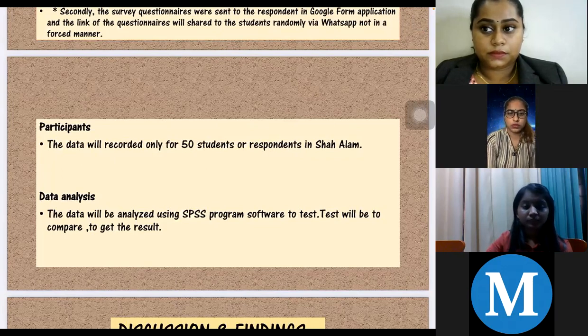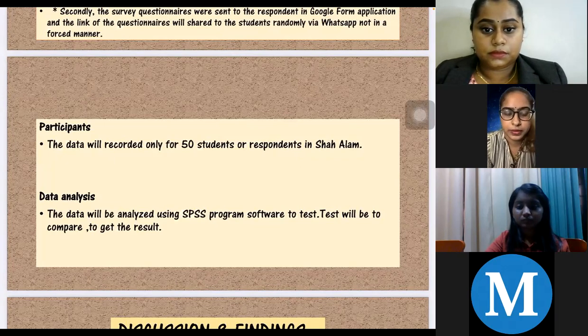Data analysis: the data will be analyzed using SPSS software to test. Tests will be compared to get the result.